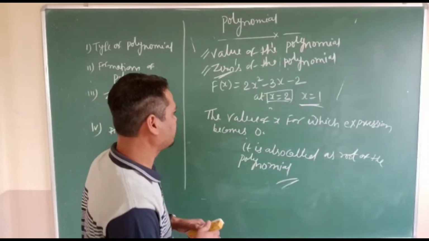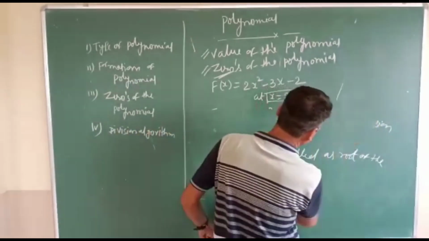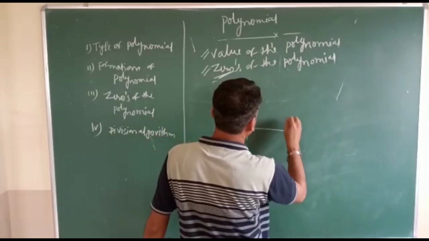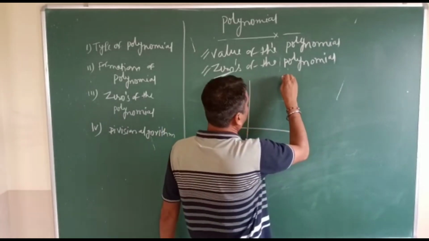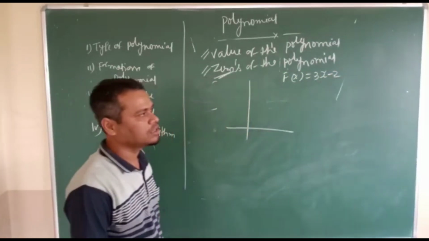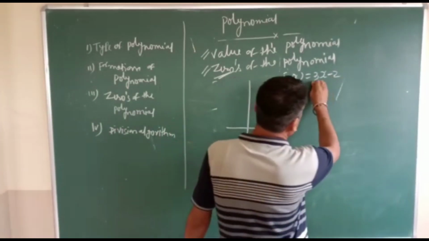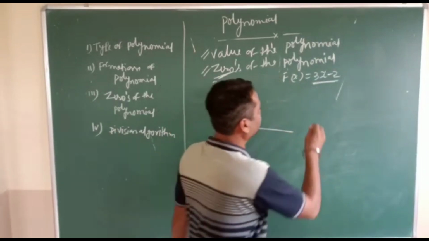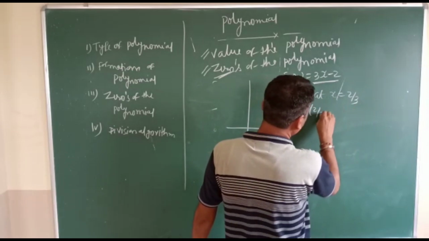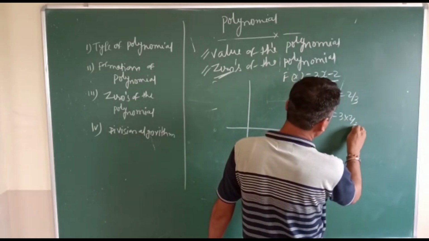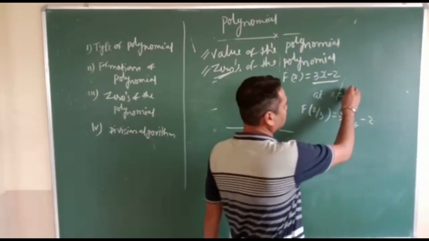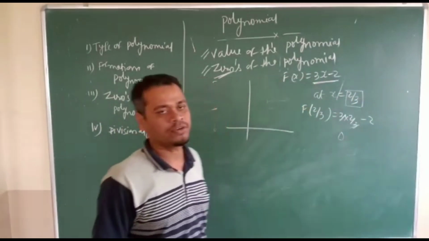If you draw the graph, what happens? When you draw the graph, let's say I take f of x equals 3x minus 2. This is a function. f of x is equal to 3x minus 2. So when I replace x with 2 by 3, my f of 2 by 3 will become 3 into 2 by 3 minus 2, and the expression is becoming 0. What does that mean? That means this 2 by 3 is the zero of the function.